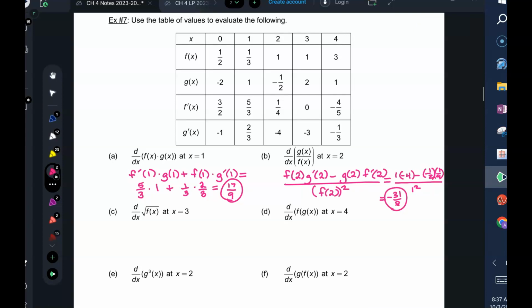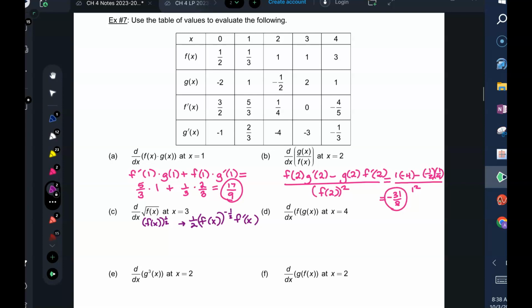Okay, this one is the first one where we're actually having to do the chain rule. If you think about it, this would be f of x to the 1/2. So the derivative would be 1/2 f of x to the negative 1/2 times f prime of x. Just in terms of the formula, we're doing the derivative of the outside, keep the inside the same, and then times the derivative of the inside.